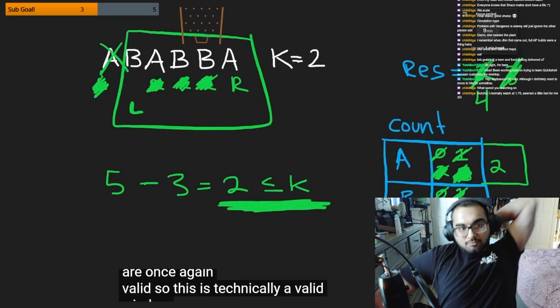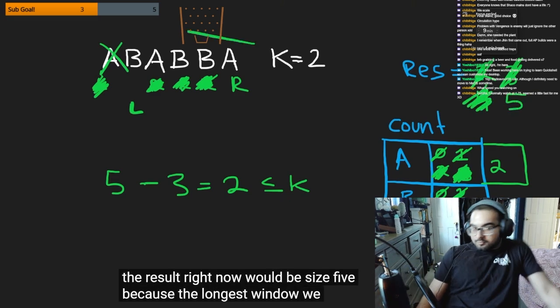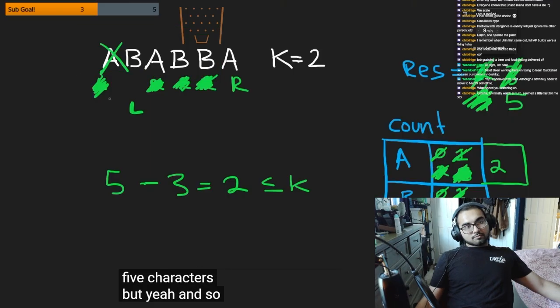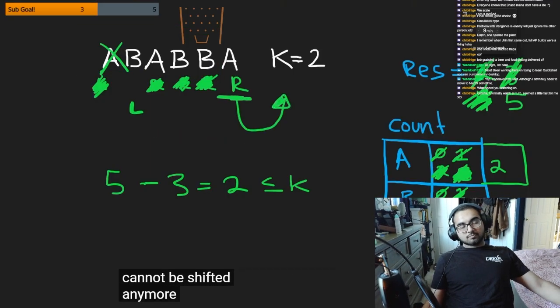So this is technically a valid window, and I think I forgot to update the result earlier when we had a window of size 5. So the result right now would be size 5 because the longest window we can make is either this window or the window that we had earlier with these first 5 characters. But yeah, at this point we would stop our algorithm because we did find a window of 5 that is valid, and our right pointer cannot be shifted anymore. So this is the general algorithm.